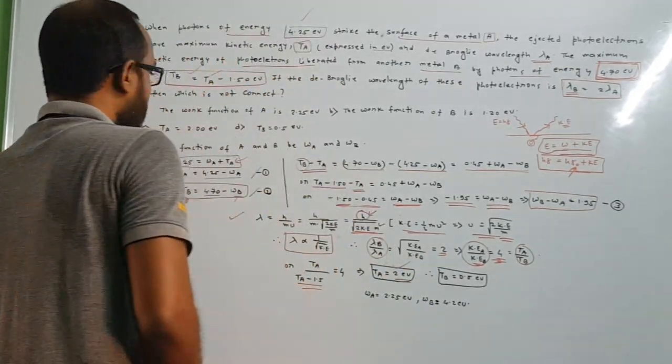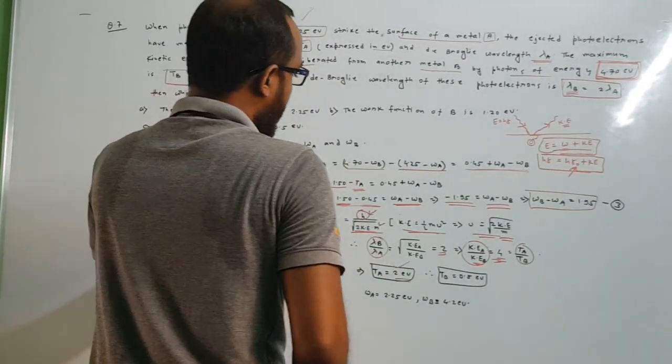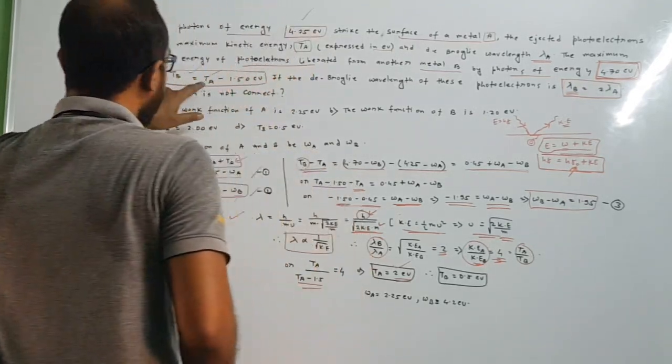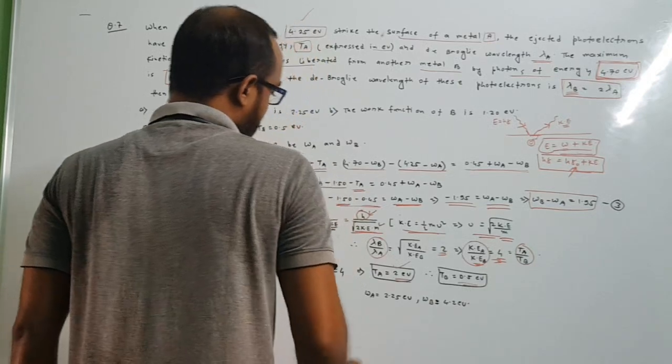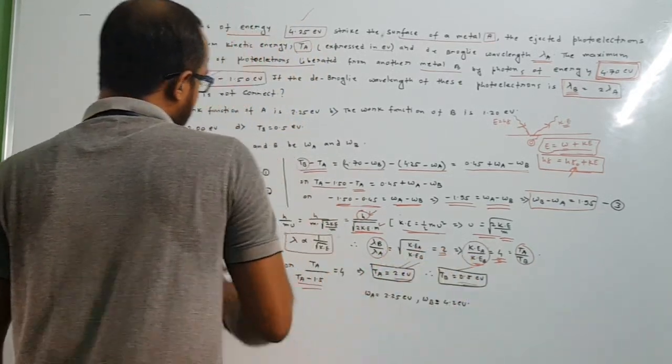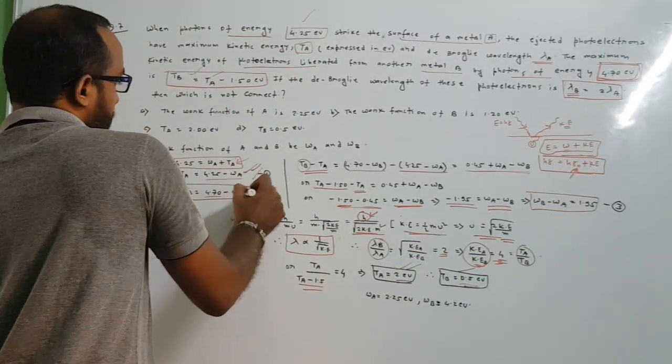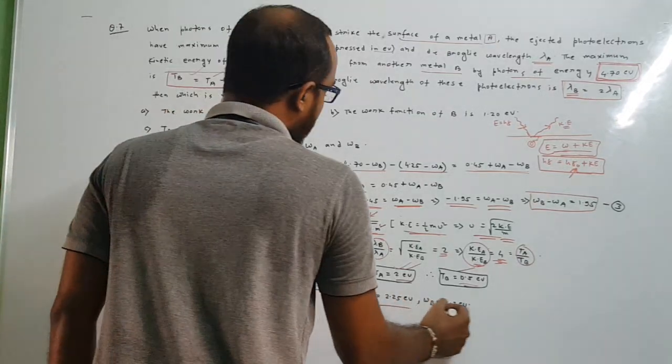Now if you got TA, from this relation put TA equals to 2, minus 1.5, that is 0.5 electron volt. Once you got TA and TB, you can get W. From this relation you will get WA and WB.